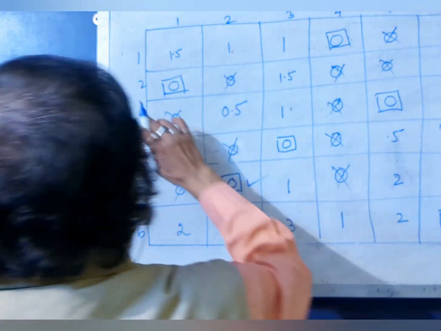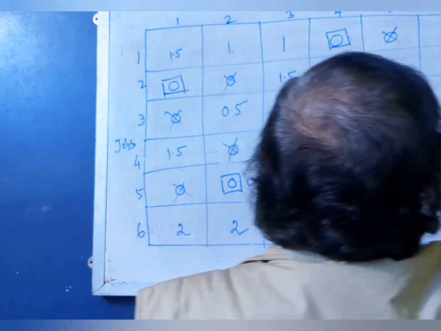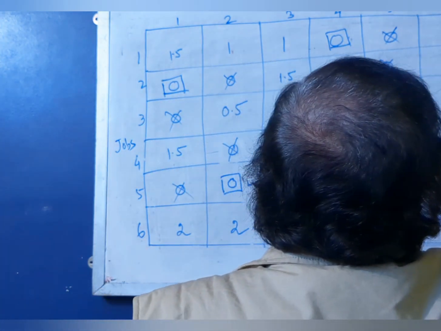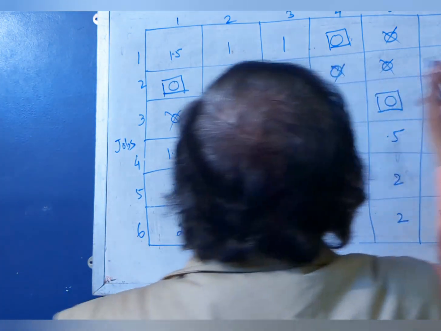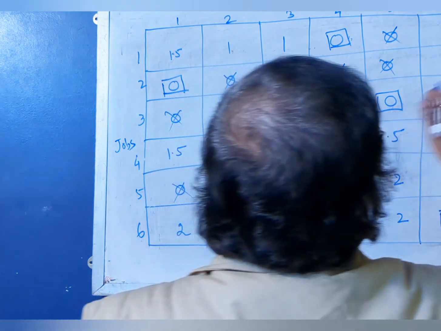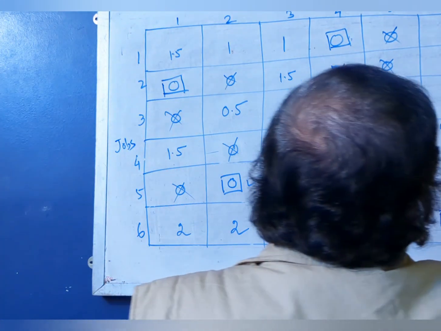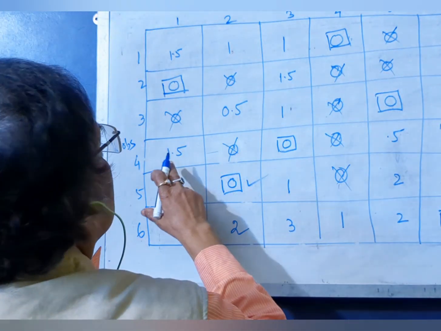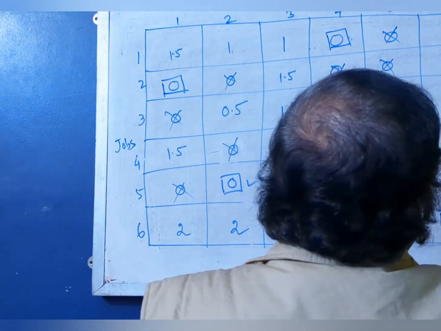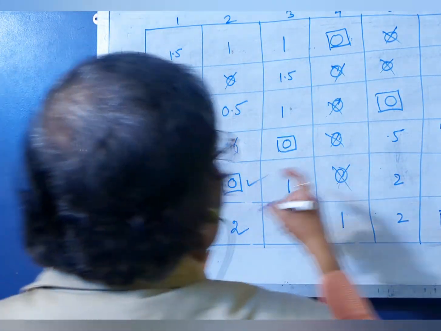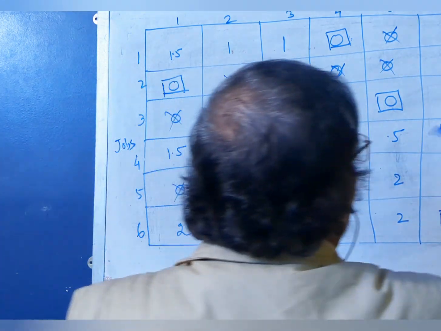What is the final allocation? So job 1 is to be allocated to the fourth operator. The second job is to be allocated to the first operator, and the third job is to be allocated to the fifth operator, and the fourth job is to be allocated to the third operator. The fifth job is to be allocated to the second operator, and the sixth job is to be allocated to the sixth operator.